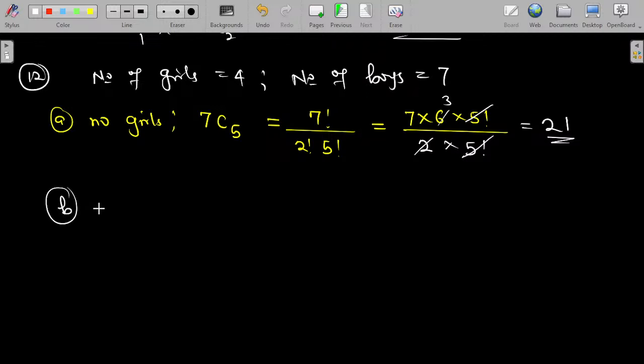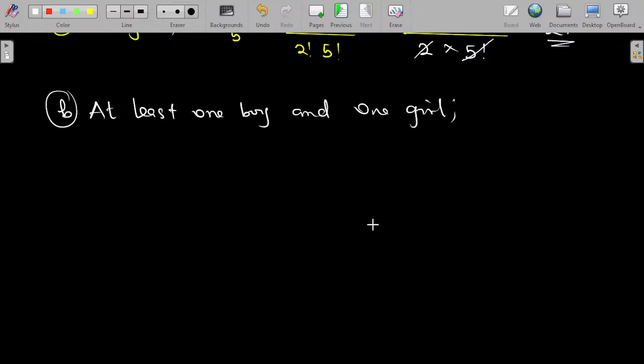Let's go on. The B part, they said if the team will have at least 1 boy and 1 girl. I think I like this one. At least 1 boy and 1 girl. Okay, so what is going to happen here? All right, so I am looking for 5 persons, but then here we need at least in that 5 there should be a boy and there should be a girl.